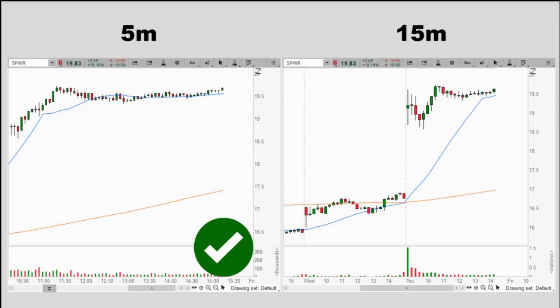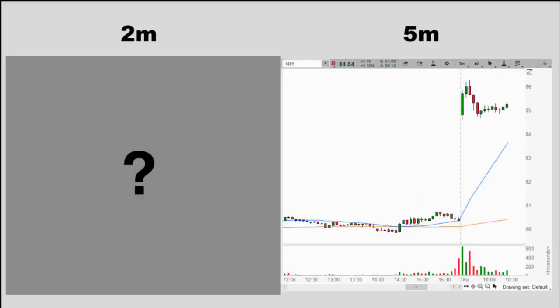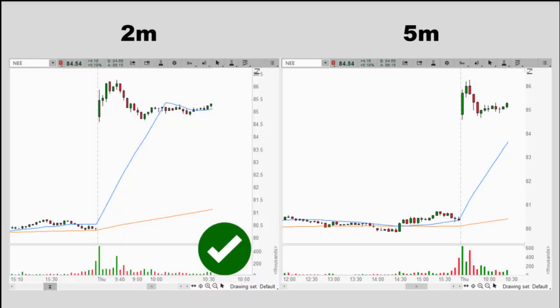Here's another buy setup. This was NEE off the 5 this time. Here we have a bit of a deeper pullback. We're a bit extended off the 5. I know some of you played it yesterday. Let's see what the one time frame lower looked like, which in this case is the 2-minute.